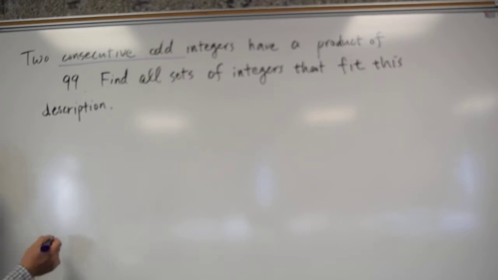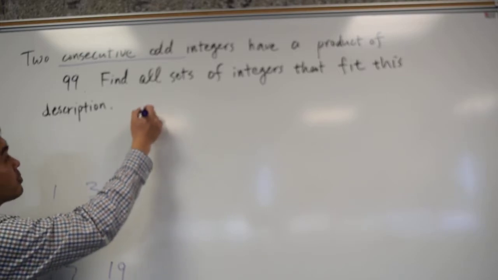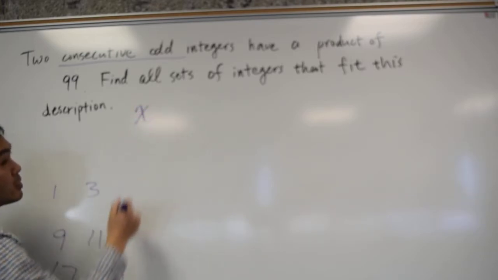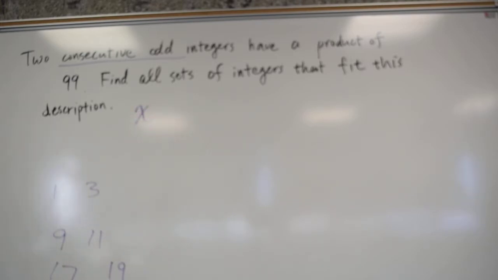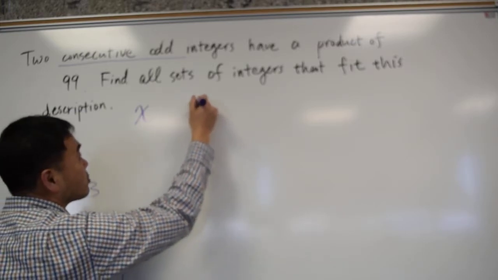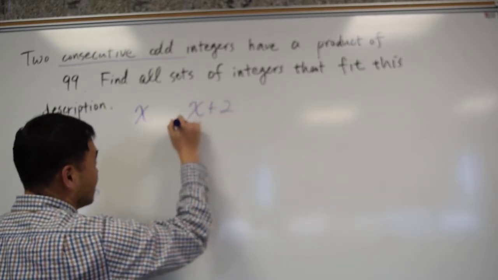1 and 3. 9 and 11. 17 and 15. Well, 15 and 17, or 17 and 19. Okay, so if you have consecutive odd integers, and if you call the first number x, what's the next number? x plus 2. So those are the two numbers, right?